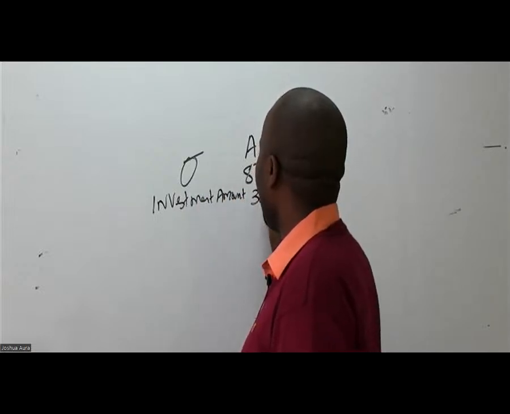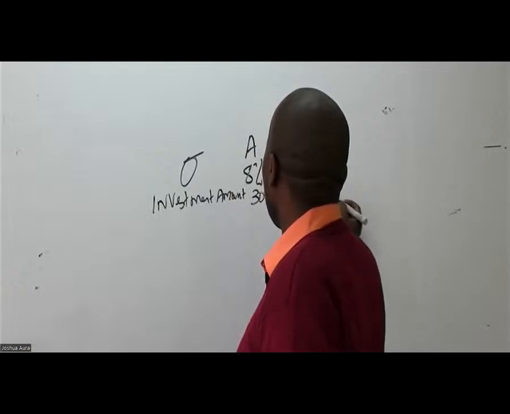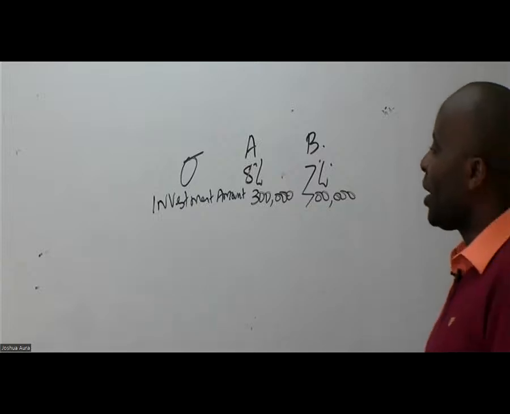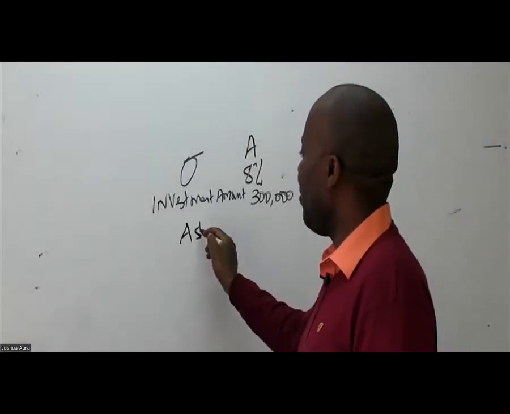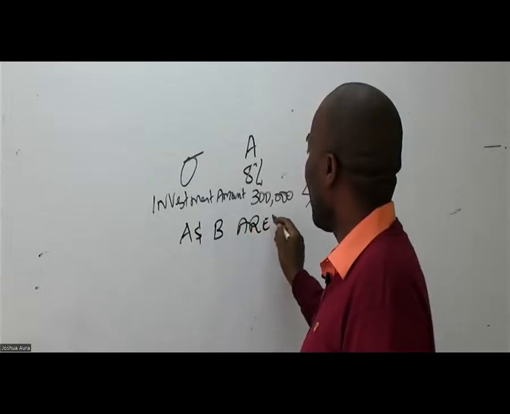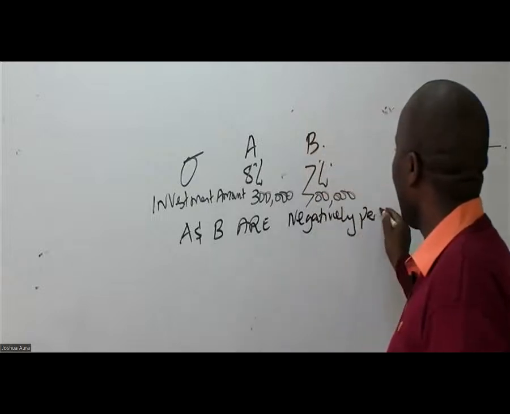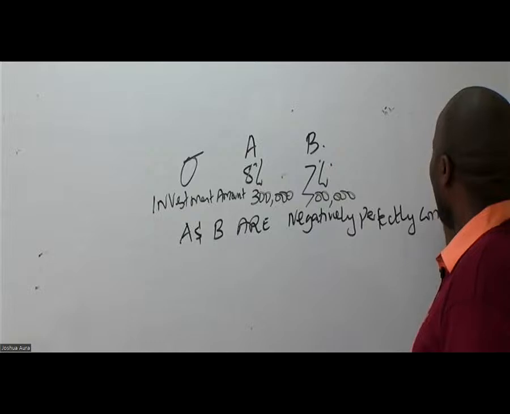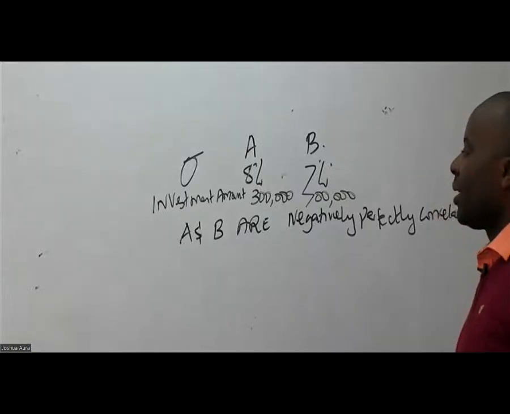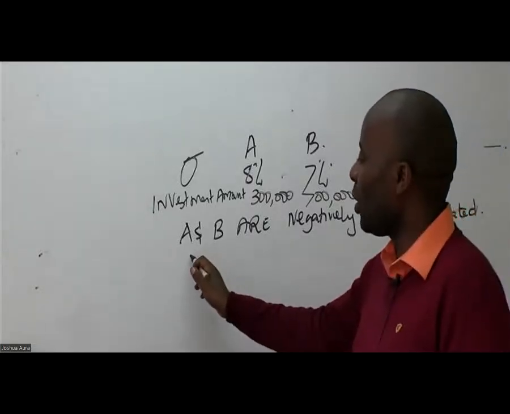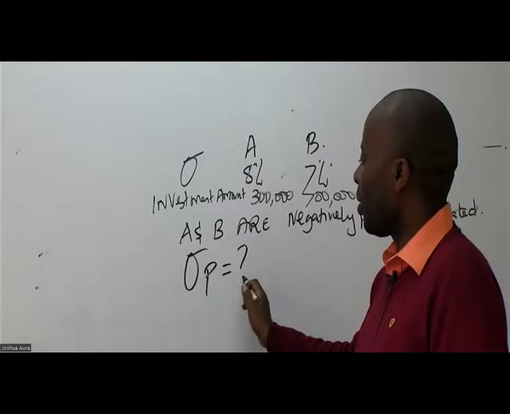He'll tell you this is 300,000. This is 700,000. Those are the investment amounts. Right? And then he'll come and tell you that A and B are negatively, perfectly correlated, right? And then, of course, they'll come and ask you to determine the portfolio risk. What is the portfolio risk?